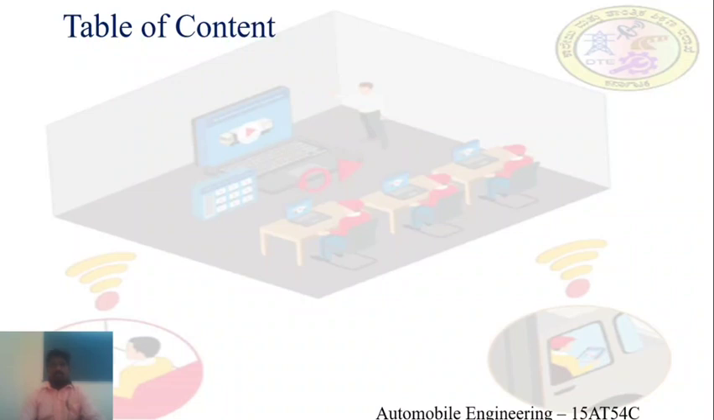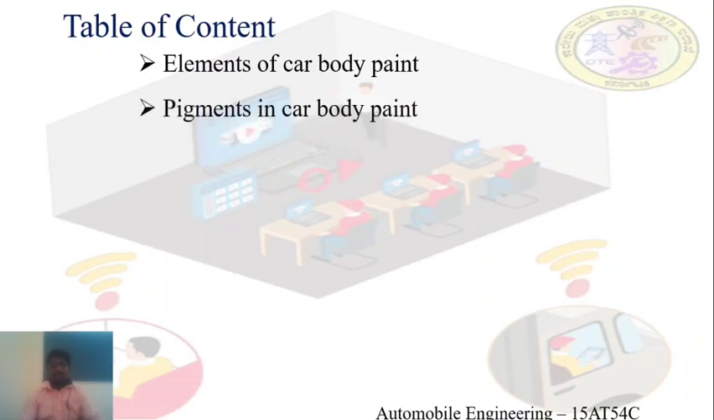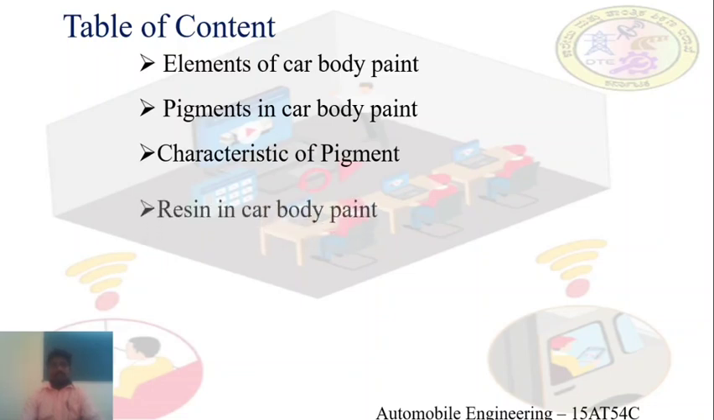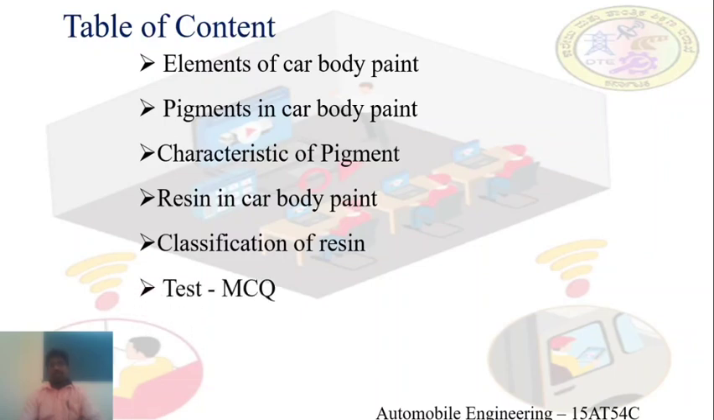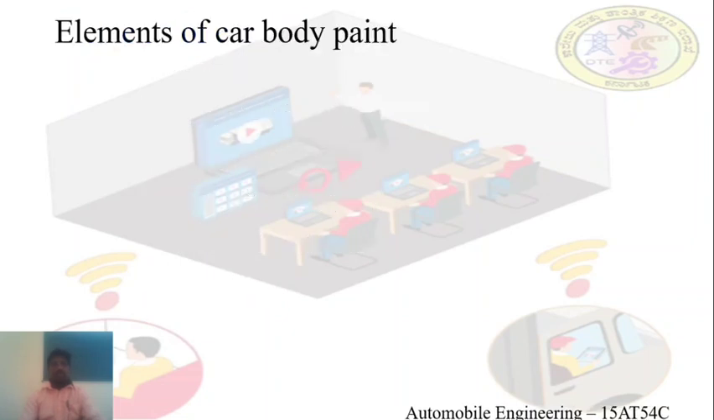In this video, we are going to learn about the elements of car body paint, pigments in the car body paint, characteristics of the pigment, resin in car body paint, classification of the resins, and at last the MCQs on the topic that we are going to learn in this particular video. So let's start with the elements of car body paint.